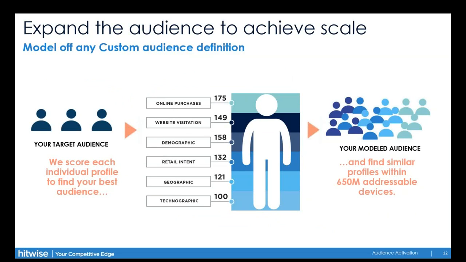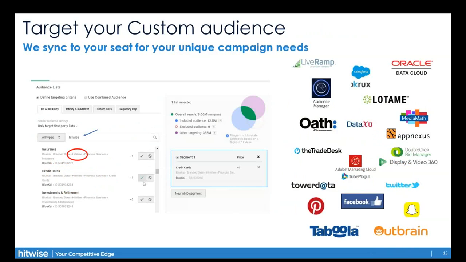Once the custom segment is created, we expand this audience for scale and reach using statistically significant modeling that accesses over 600 million devices, which grows the addressable audience for campaign targeting needs. During this process, we look at key features of the segment, such as online purchase behavior, website visitation, and demographics and technographics. Finally, the audience is made available for you to target in your desired platform.